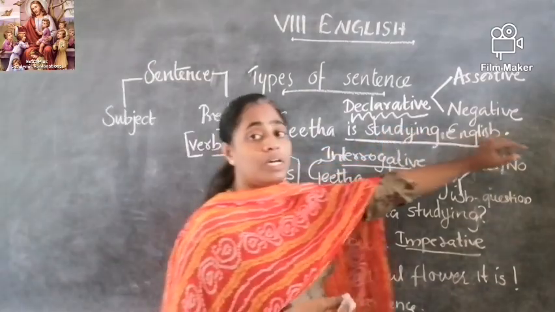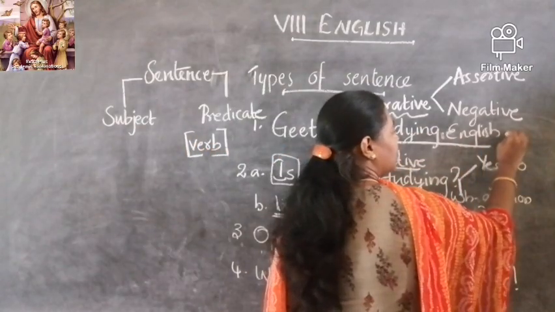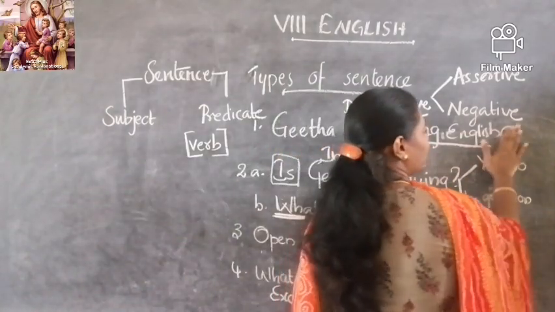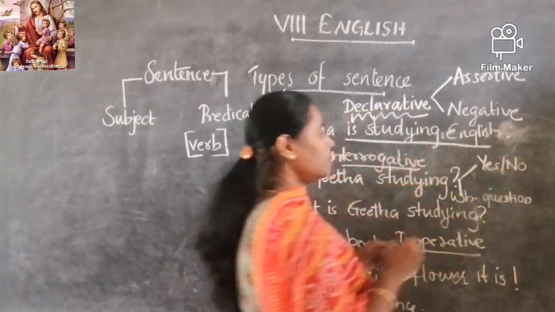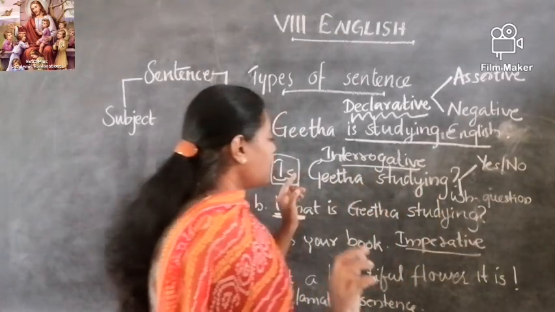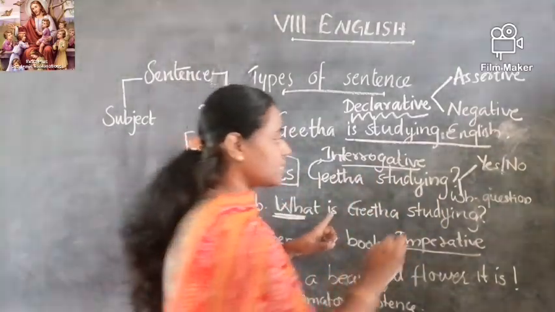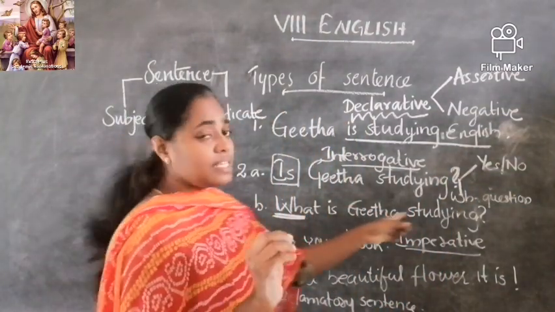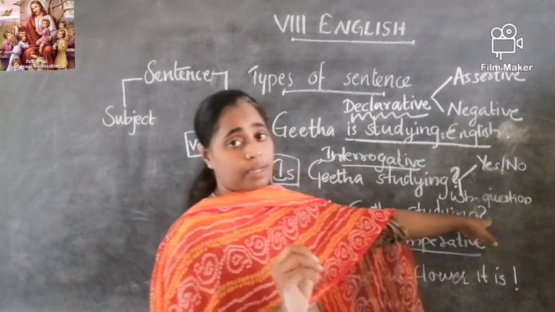Okay, now come to the end. Punctuation at the end of the declarative sentence: we add a full stop at the end of a declarative sentence. Full stop means that the sentence has completed there. Next, is Geeta studying is a question, and the punctuation is a question mark. What is Geeta studying? That also has a question mark.